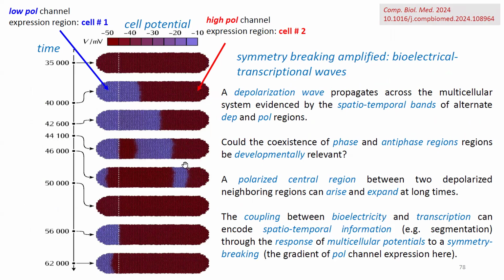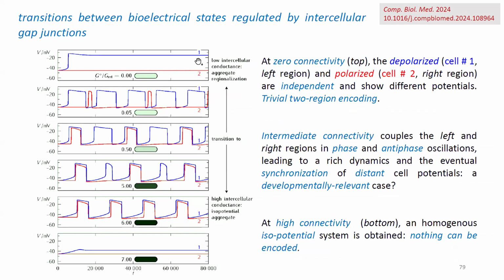What is interesting is that when we define a low polarizing cell state and, in this case, a high polarizing cell state, because of symmetry breaking, not only can we have stable electrical potential profiles, but we can find the coexistence of phase and antiphase regions, which maybe could be developmentally relevant from the point of view of bioelectricity. For instance, we can set a cell point 1 here, cell point 2 here, and see what happens at zero connectivity.